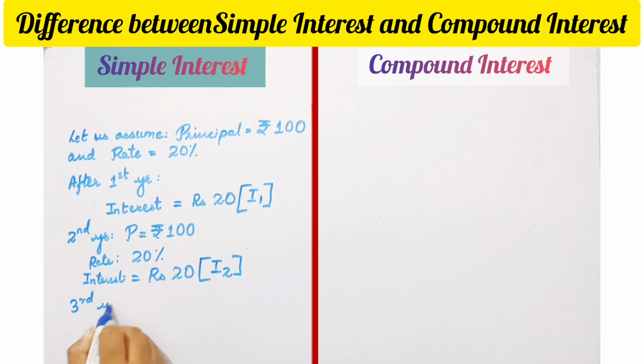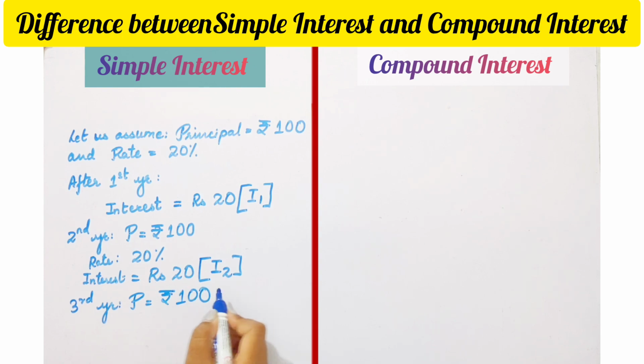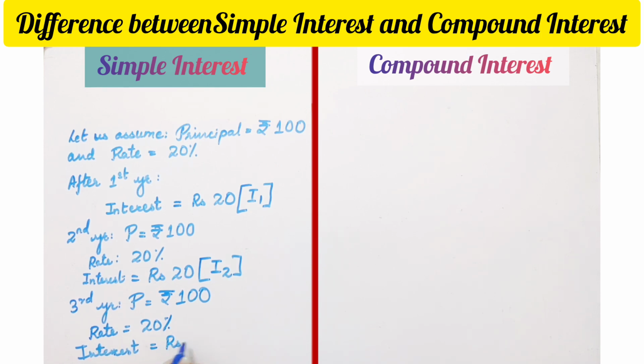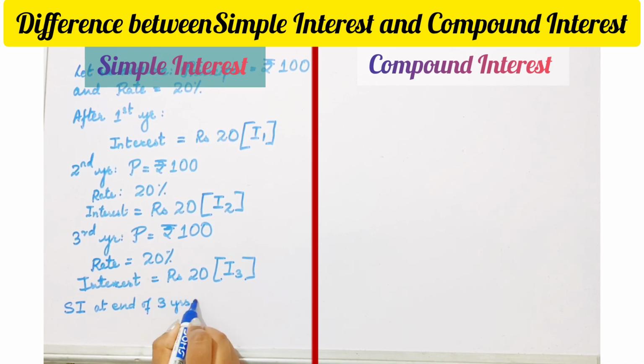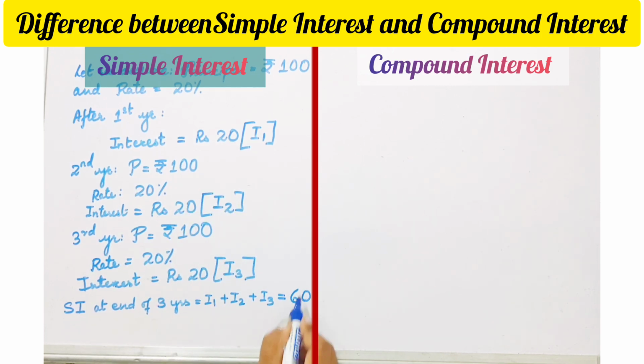Let us calculate the same for the third year. In this case as well, principal will be rupees 100, because it is simple interest, the principal will be the same for every year. Rate is again 20%. So interest at the end of the third year is also rupees 20, which let us denote by I3. Now SI at the end of 3 years will be I1 plus I2 plus I3, which is 20 plus 20 plus 20, that is 60.